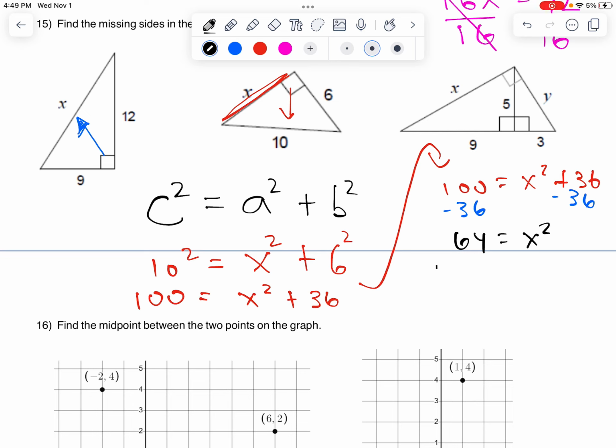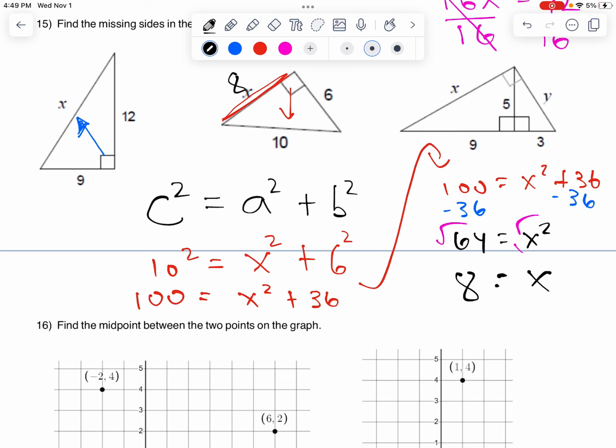Okay, so again, this is asking what times what is equal to 64. And that is going to give you 8, right? Square root of 64 is 8. Square root, and that's going to give you 8 is equal to x. So that missing side is 8.